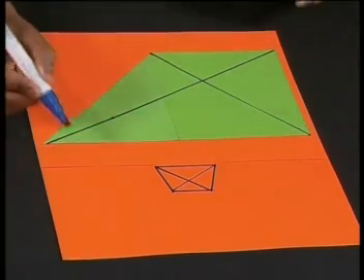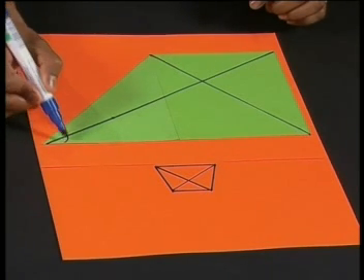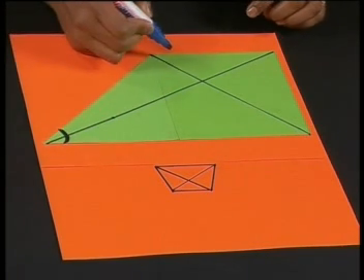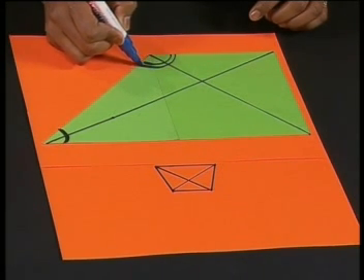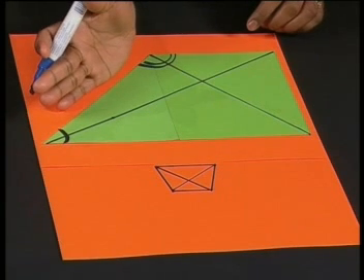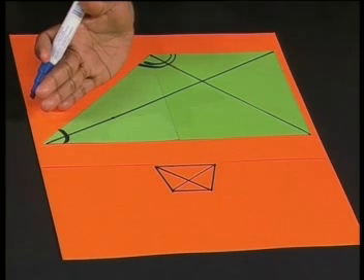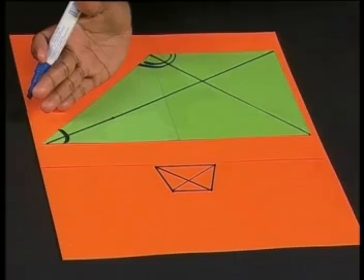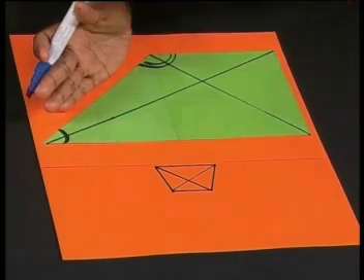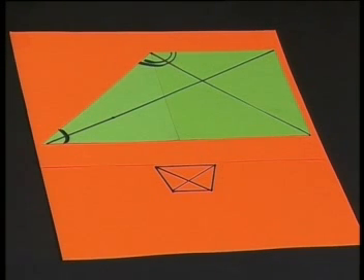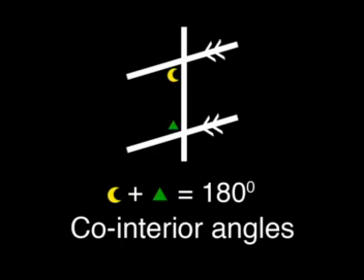Let's look at the angles. Here and this angle over here. Do you remember what these angles are called? Remember, these angles are on the same side or on the inside of the transversal. Do you remember what we call them? We call them co-interior angles. And co-interior angles on parallel lines add up to 180 degrees.